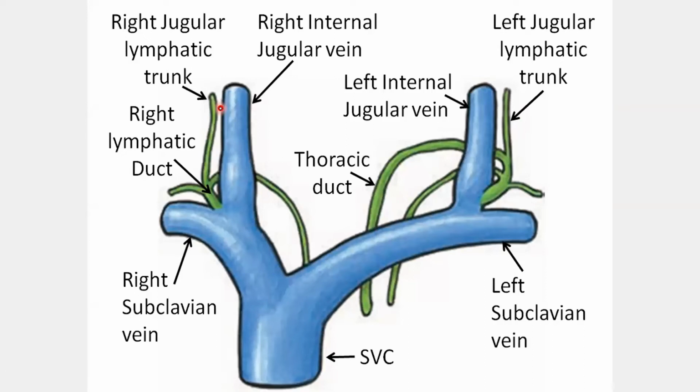So you have the lymphatic ducts here, the jugular lymphatic trunks. They join the right lymphatic duct on the right side. This is the right lymphatic duct which drains the right side of the body. And on the left side, you have the thoracic duct, right? So the jugular lymphatic trunk joins the thoracic duct, and they join the venous system at the junction of the left subclavian vein and the internal jugular vein.